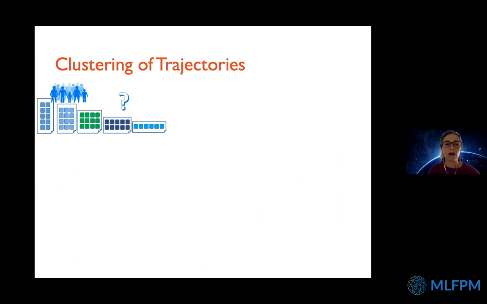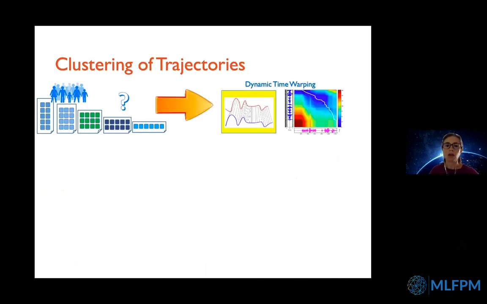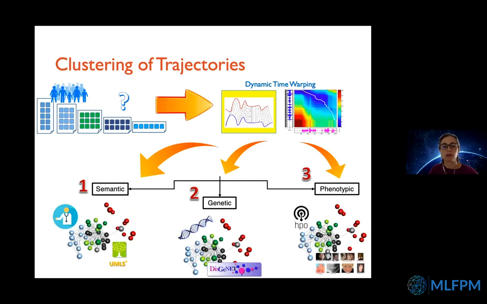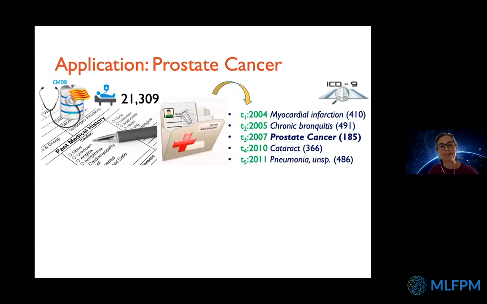So to sum up, at this point, by what I explained before, we obtain the common disease trajectories, and we use dynamic time warping for the clustering, and we use three different metrics to obtain the similarity between individual diseases. And these approach the problem from different perspectives: the meaning of the disease, the genetic information, and the phenotypic information. So what I want to show you now is an example of the application of the methodology, how it looks and what we can actually achieve.